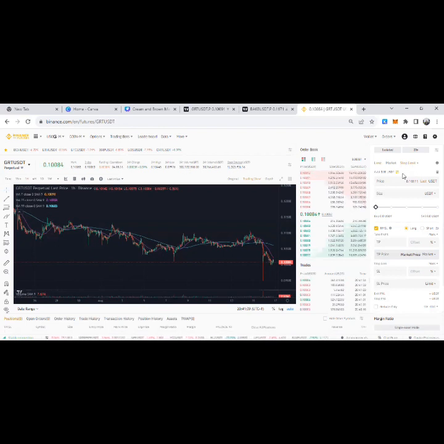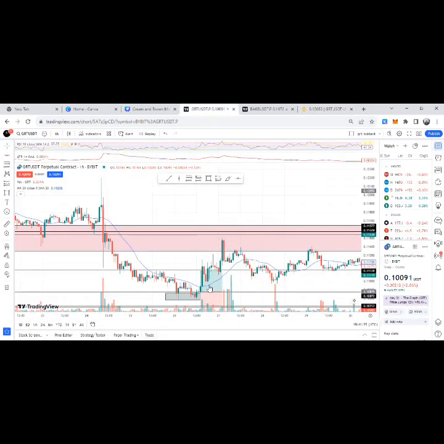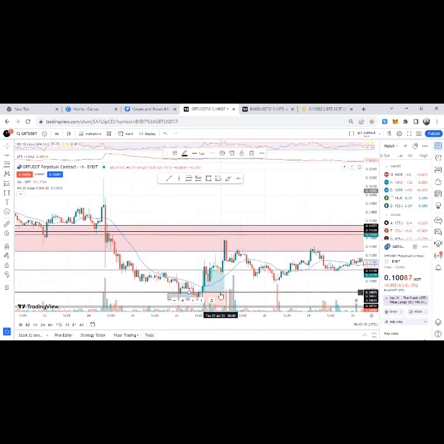Okay, so let's continue. As I was saying, the limit order simply means that you're placing a trade at a particular entry point. Now let us go back to our GRT USDT here. Our entry here is at what? 0.10873. Let me draw the line there so it will be clearer for you to understand.